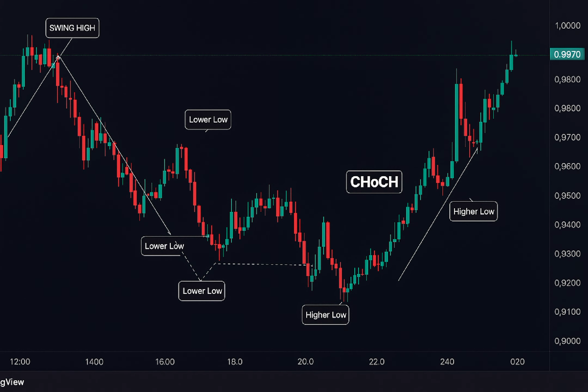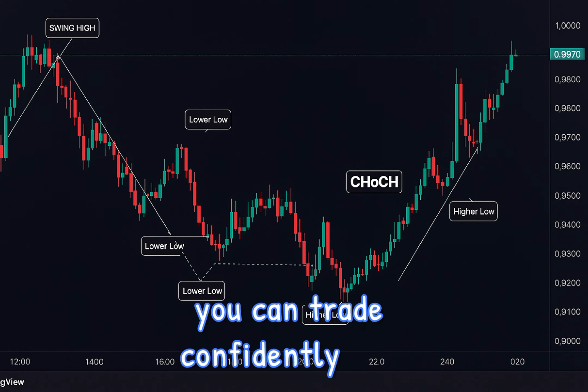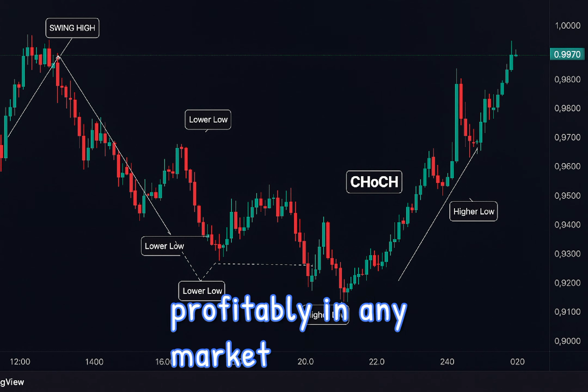Stick to rules, understand the story behind each move, and never trade without confirmation. If you follow these principles, you can trade confidently and profitably in any market condition.